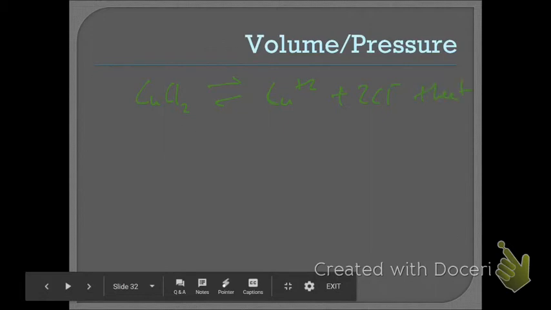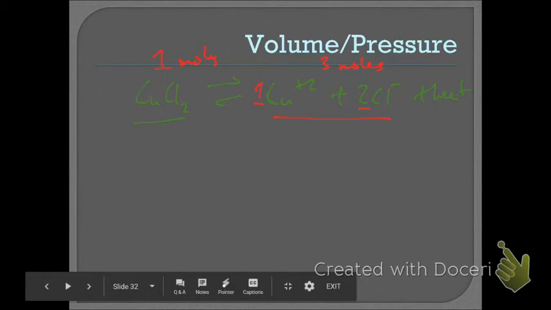what we look at with volume and pressure is, pressure is related to the number of particles, right? Volume is kind of related to the number of moles. So if we look here on this side, how many moles do I have? Well, I have 1 mole. And then on this side, though, I have 1 here, and then I have 2 here, so I have 3 moles on this side. I'm just looking at the coefficients.